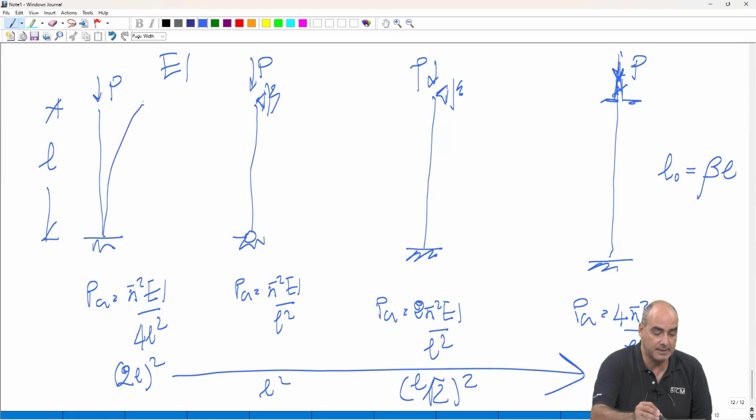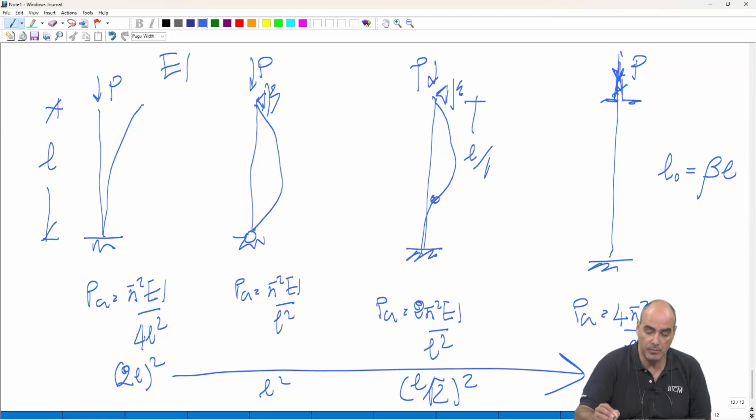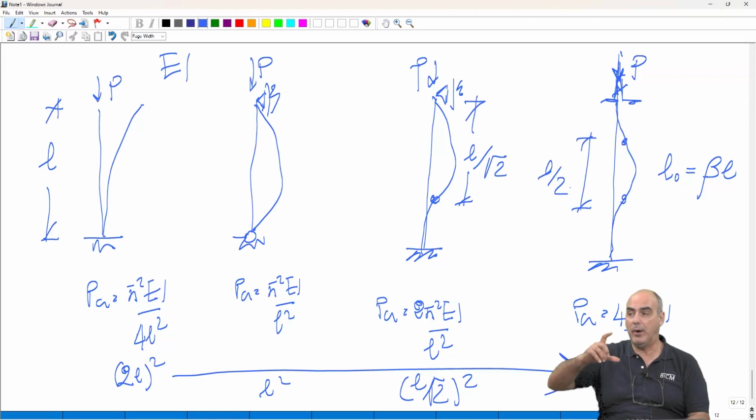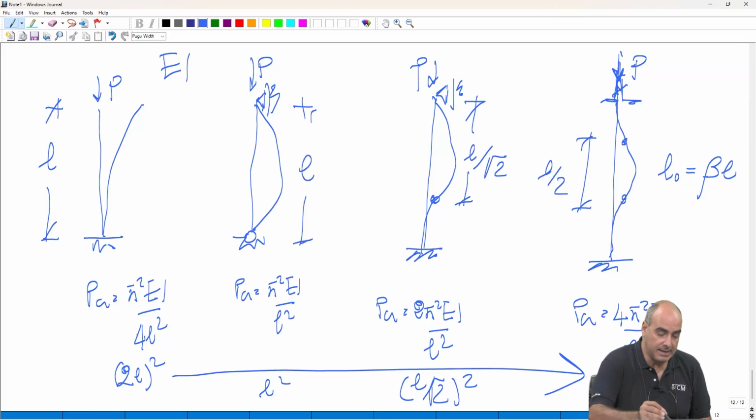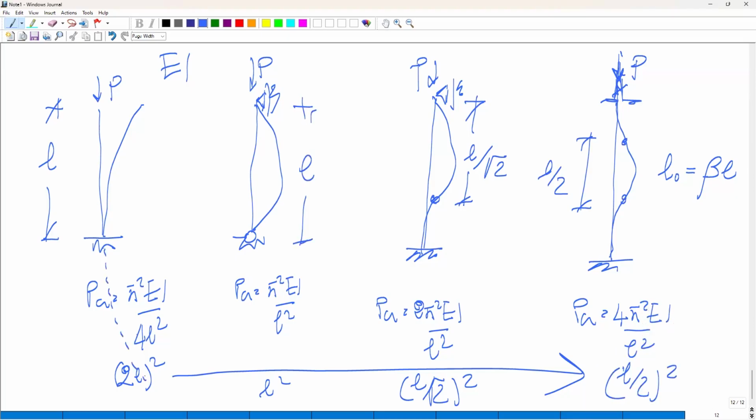And the clear length is the distance between the two counterflexure points in the deformed shape. Actually, in this case, it's L, and in this case, you have to see it like this. So actually, by adding constraints, the effect is that we reduce the clear length.